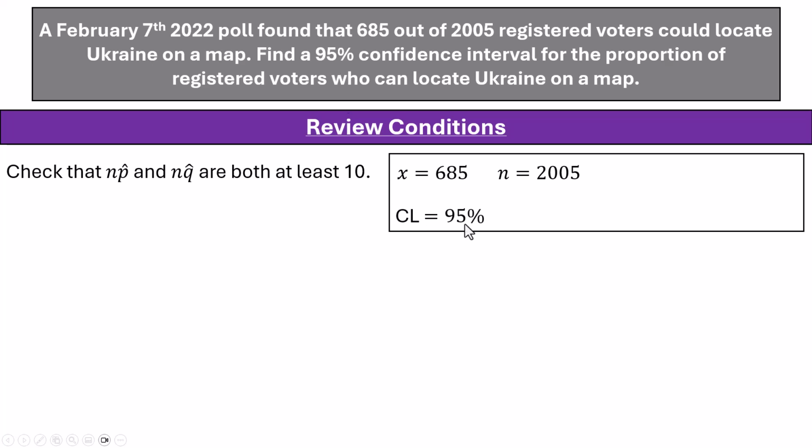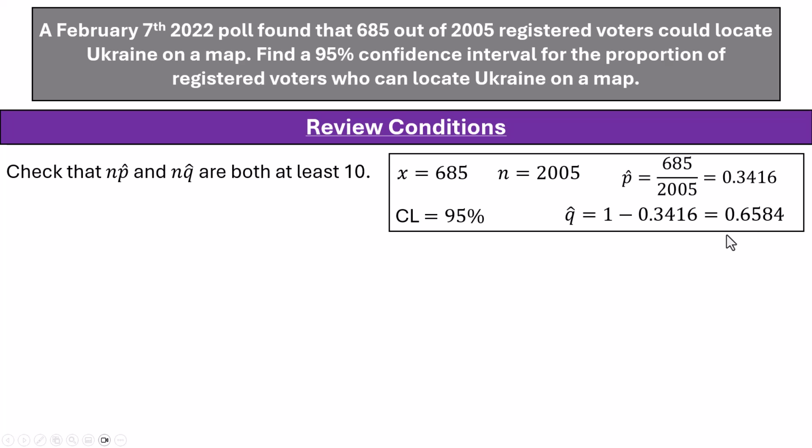Next, we can calculate p hat, which is the proportion of successes, or proportion of individuals who can locate Ukraine on a map. And we can do that by taking x over n, or 685 divided by 2005, which is equal to about 0.3416. About 34.16% of the individuals from our sample could locate Ukraine on a map. Next, we have to calculate q hat for the formula here. So q hat is equal to the complement of p hat, or 1 minus p hat. So 1 minus 0.3416 is equal to 0.6584.